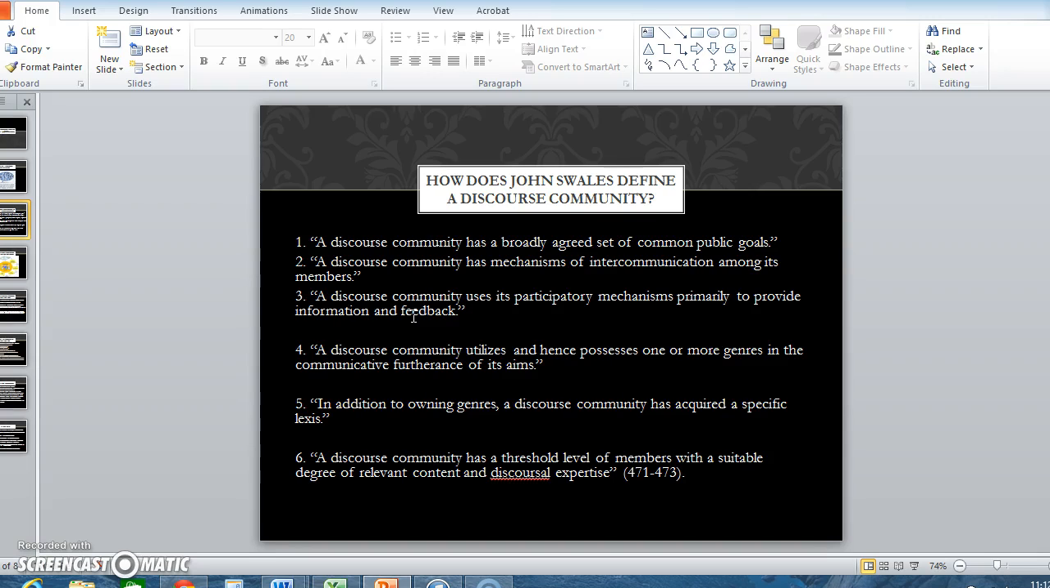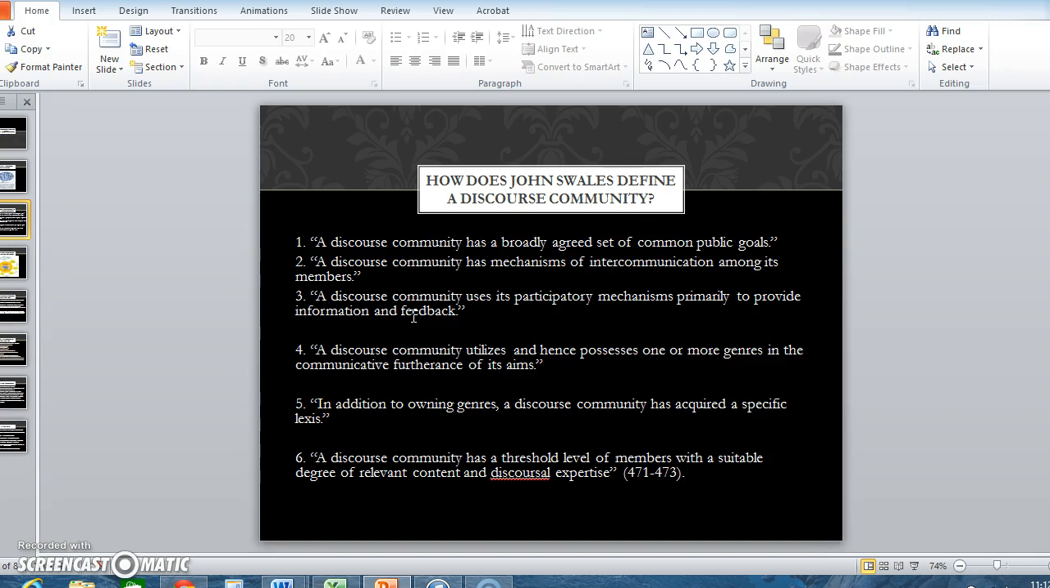And as you'll see through this project and the rest of the semester, genres and the way that they're written, who they're written to, the information that's placed within those written forms of communication will change and shift depending on the discourse community that is using it.